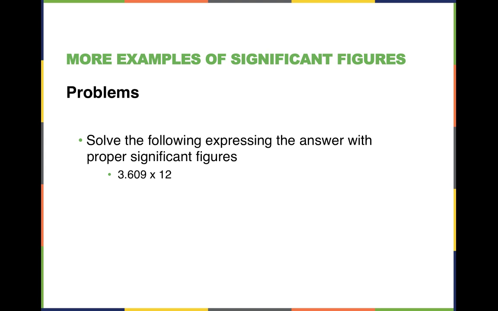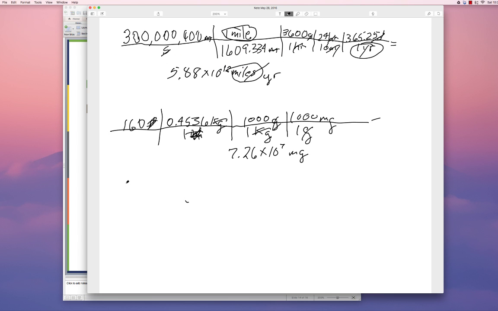So we have 3.609 times 12. All right, let's look at 3.609 times 12. How many significant figures are here? Answer that in your head. It's 2. And here, this is between two non-zero numbers, so this 0 is significant, so there are 4. 4 versus 2, so the answer can have no more than 2 significant figures.